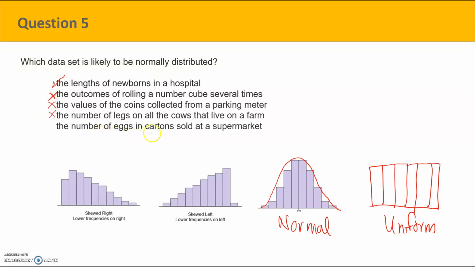And the number of eggs in a carton sold at the supermarket. If you get cartons at the supermarket, 9 times out of 10 it'll be a dozen in there. Okay, if it's a carton, it'll be a dozen. Rarely will you find less than a dozen eggs. So that will not be normally distributed. It'd be more skewed to the right. So a normal distribution really is only for the first one, the lengths of newborns in the hospital.